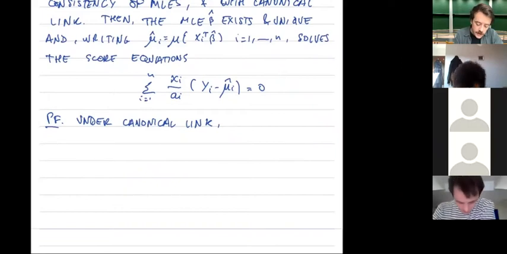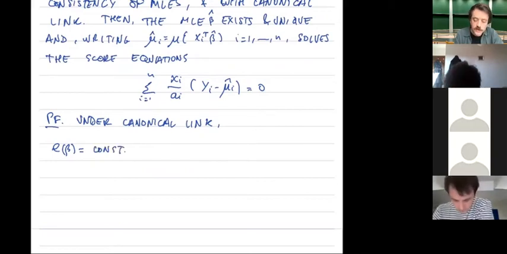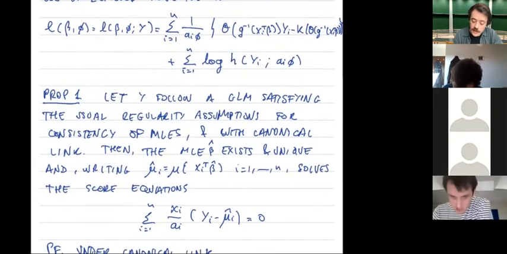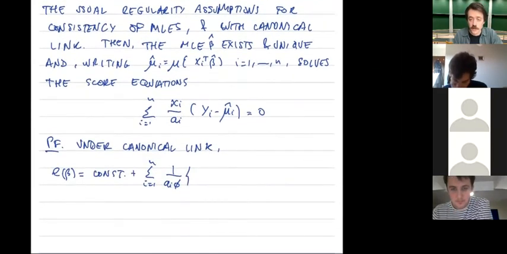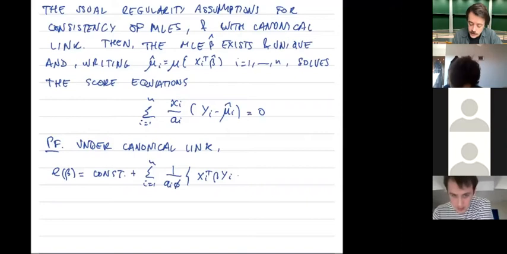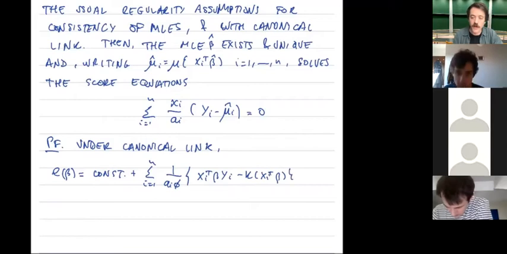So under the canonical link, we have that the log likelihood, at least in terms of the beta, is going to be a constant plus the sum from i equal 1 to n, and we have this expression here. And now remember, we had the theta at g minus 1, but g is theta, so g minus 1 is theta minus 1. So then we just get a cancellation, and we get directly this value, y_i. And this is, of course, going to simplify things a lot. And this is why the canonical link is the usual choice of the link function.